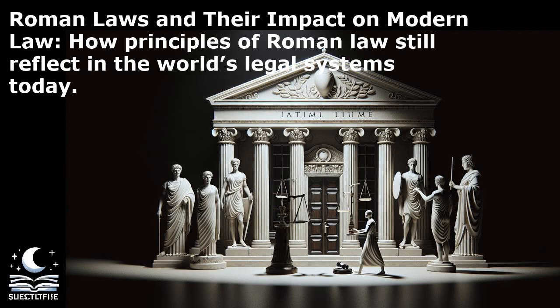civil law traditions. Roman law was characterized by its emphasis on principles such as equality before the law, the presumption of innocence, and the importance of written contracts. These principles continue to influence legal systems around the world today. For example, the concept of innocent until proven guilty is a fundamental principle in many legal systems. Additionally, the Roman emphasis on written contracts and the importance of legal documentation can be seen in modern contract law.